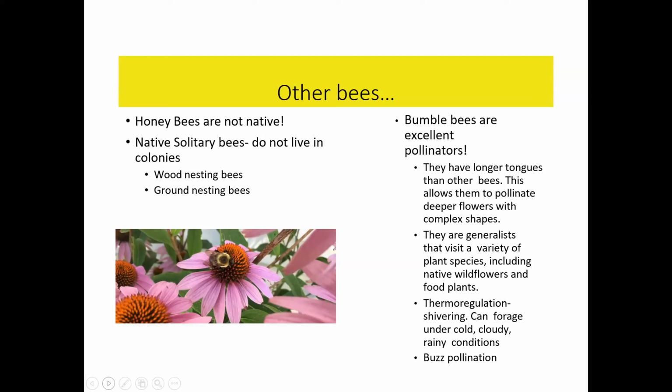Another thing bumblebees do is called buzz pollination. If you're ever able to observe a bumblebee on a flower, watch it for a few minutes. It will land on the flower, then all of a sudden it will buzz and shake about. What it's doing is shaking the pollen loose from the flower. As a result, that results in better pollination for that plant species.